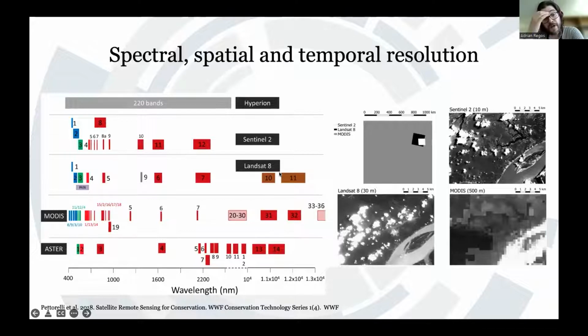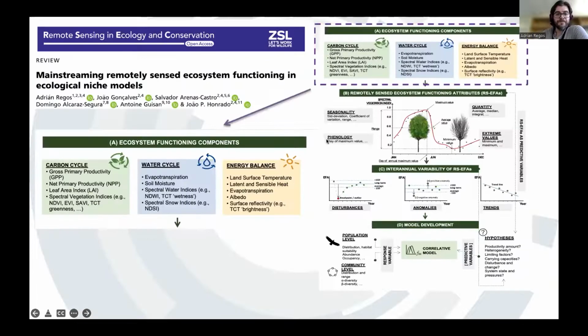And nowadays we have a very large number of sensors on board different satellite missions, such as those from NASA and Copernicus. So we have a lot of information with different spectral, spatial, and temporal resolution. In this paper that we published this year in Remote Sensing in Ecology and Conservation, we tried to present a framework to integrate ecosystem functioning and ecological niche modeling. And this framework has 4 levels of complexity.